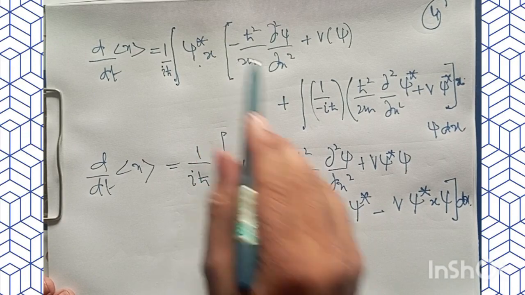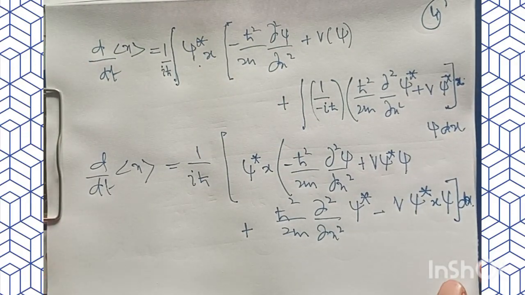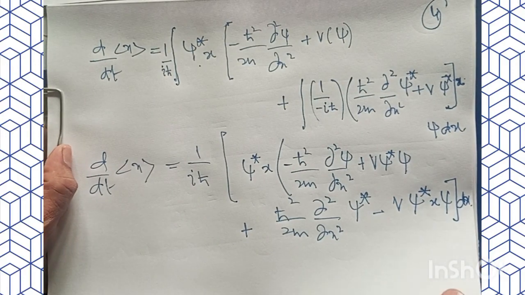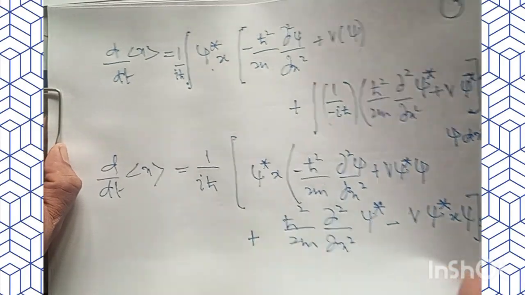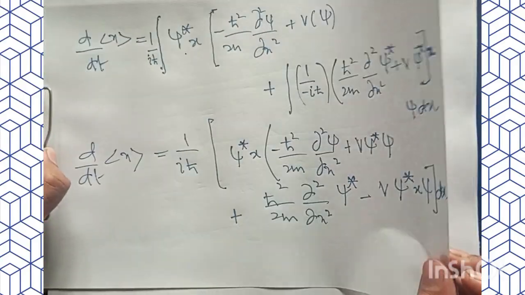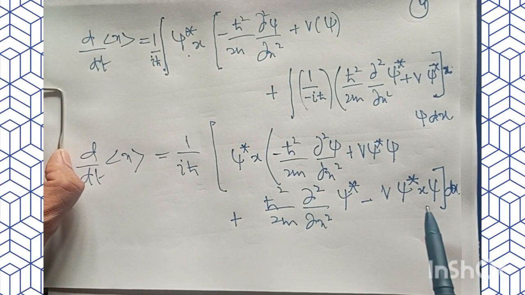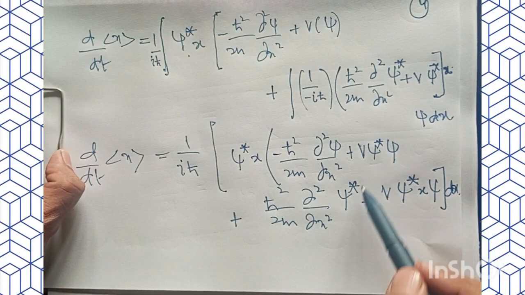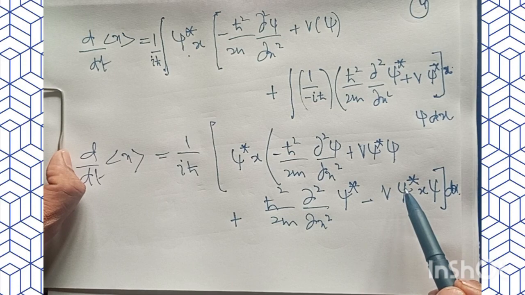You can take minus outside, and you'll get all the signs perfectly fine in this case. Now, what should be the next step that I would like to do here? Moving ahead, you can see that we have a cancellation existing in terms of this V psi star psi and V psi.